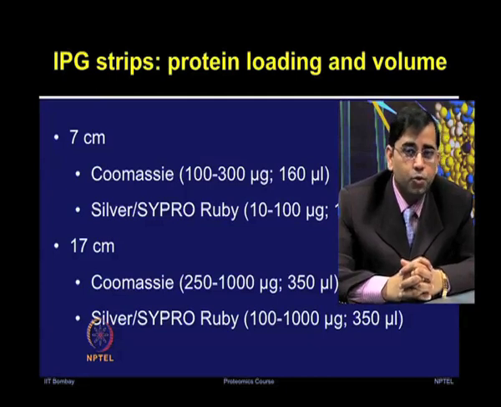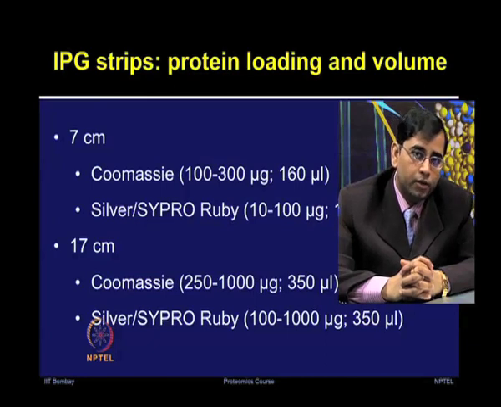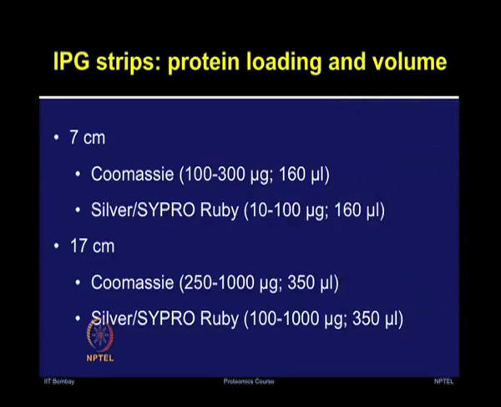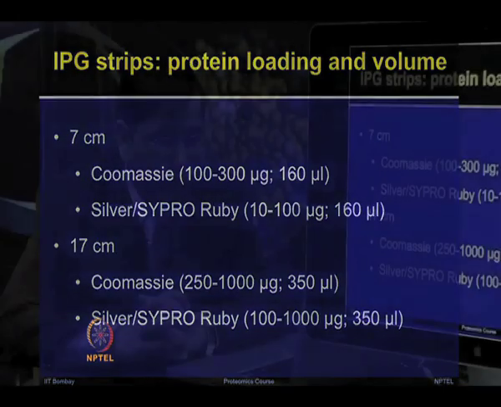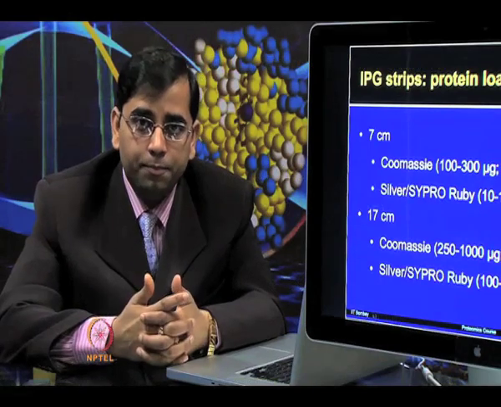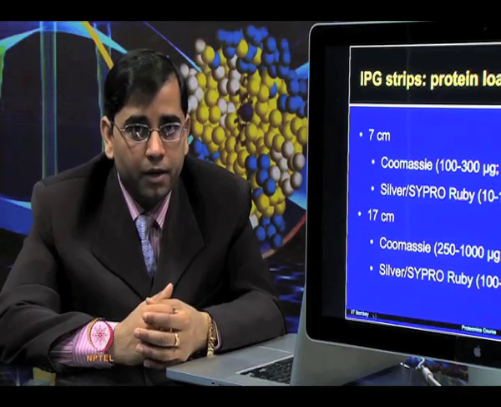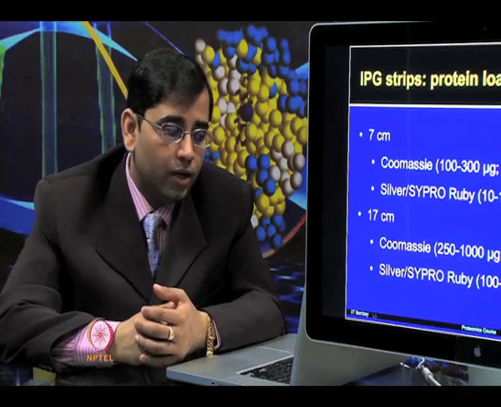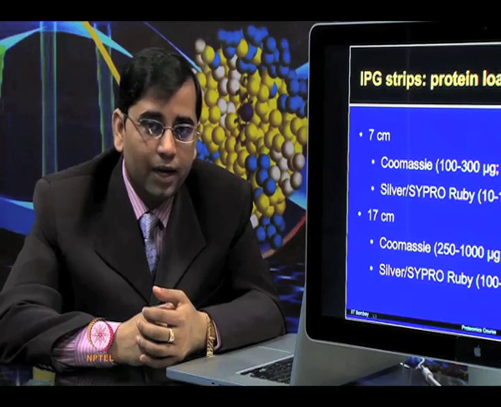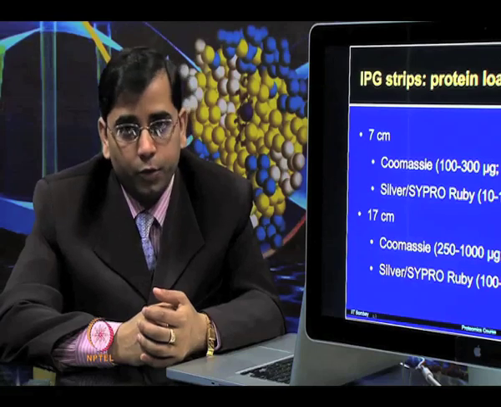For example, between 250 to 1000 microgram of protein can be loaded on the large strip, and one can visualize that by using Coomassie stain. Total reaction volume should not be more than 350 microliters. But if you do not have too much protein present in your sample, then still you can apply this method. You can apply the large strip, but then you have to stain with silver or Sypro Ruby. In that case, you can load between 100 to 1000 microgram of protein.